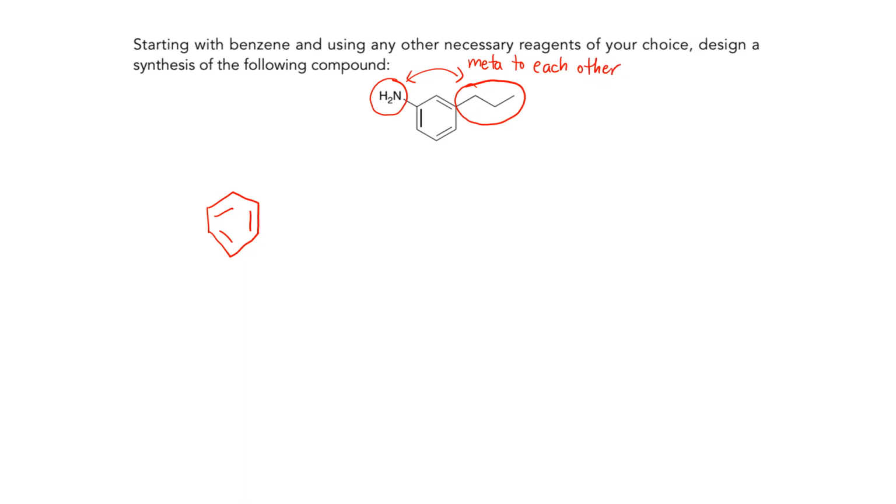Which means what? That means the first group that I should add on the benzene should be a meta director if I'm going to add a second group, right? And both of these groups right now are not meta directors. But right now you know that you can manipulate this NH2, have it be an NO2 first, because NO2 is a meta director, right? And then you can add the alkyl group. Let's try that. Let's just see if that works. So let's do a nitration.